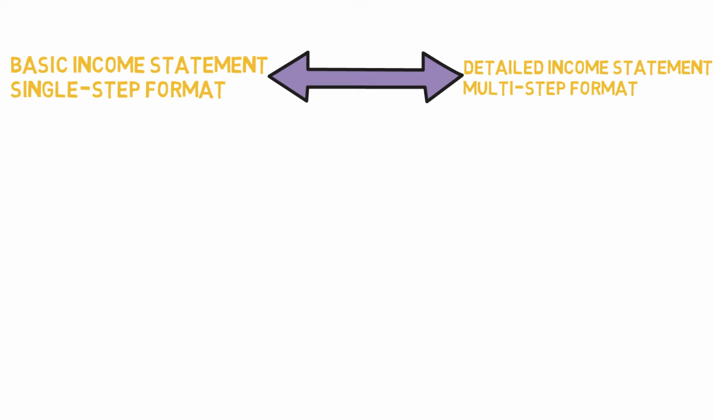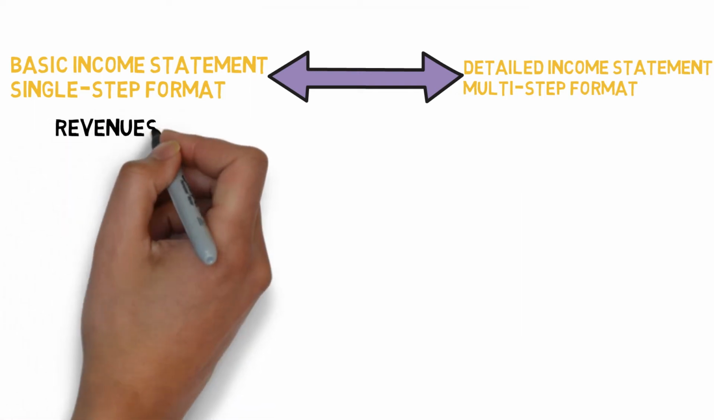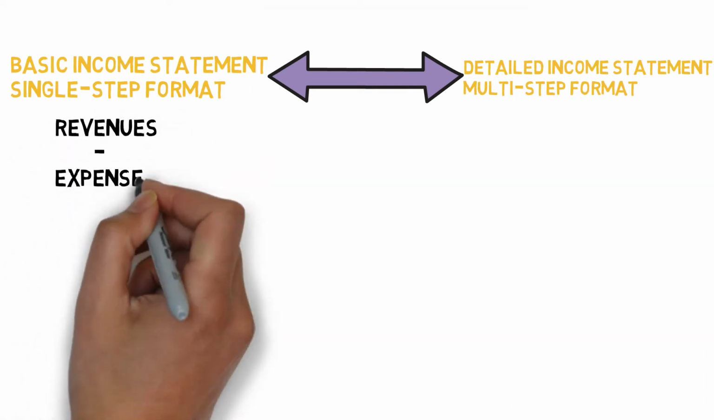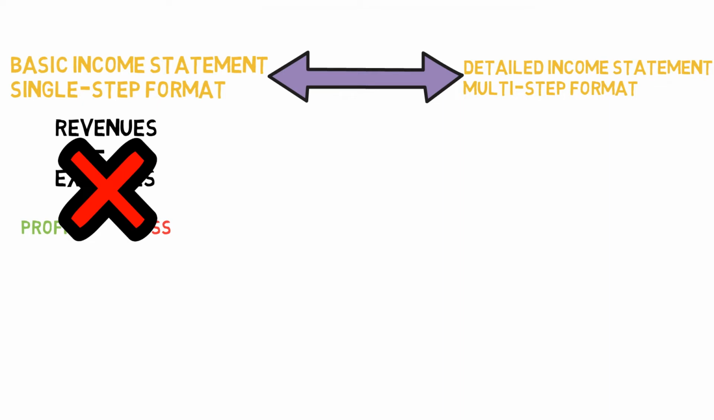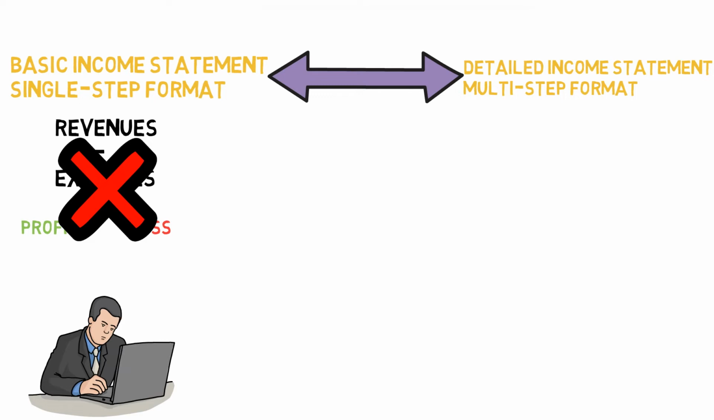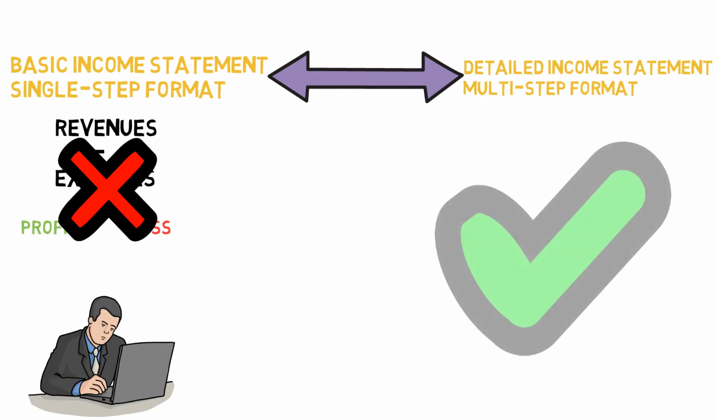The single step format is just written as revenues minus all the expenses, which will give us a net profit or net loss. This format is not commonly used as it does not contain the necessary information a shareholder seeks, while the multi-step format is more common in practice.